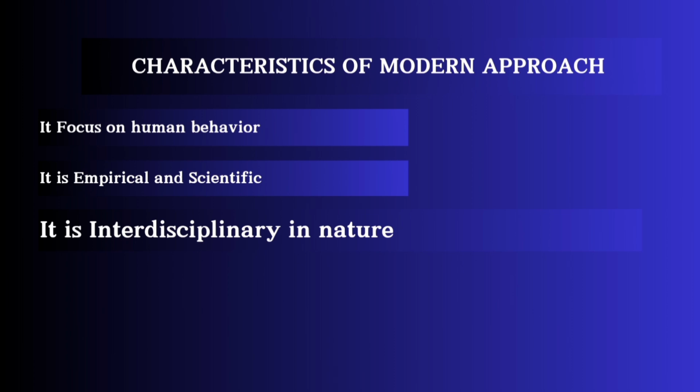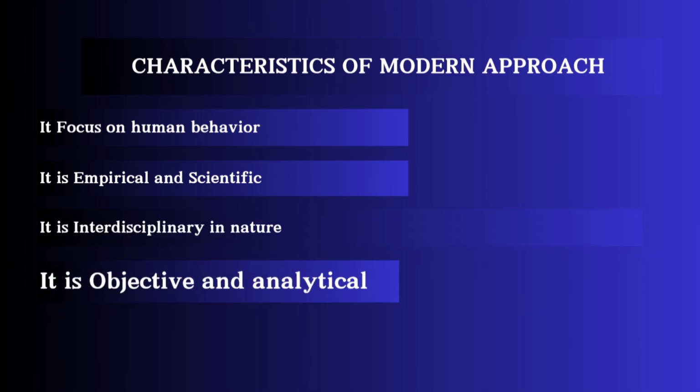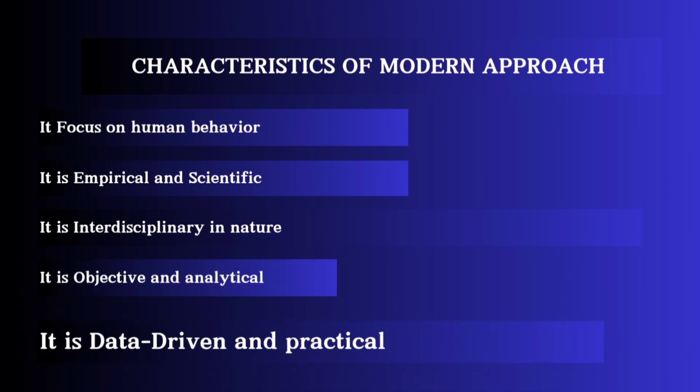The next is that it is interdisciplinary in nature. Unlike the traditional approach, which focuses on just political institutions, the modern approach actually brings insight from sociology, economics, psychology, and other disciplines. The next is that it is objective and analytical. Unlike the traditional approach, which is subjective and influenced by values, the modern approach actually avoids bias and relies more on measurable facts. It is data-driven and practical. Unlike the traditional approach, which is descriptive, the modern approach emphasizes real-world applications and solutions based on evidence.